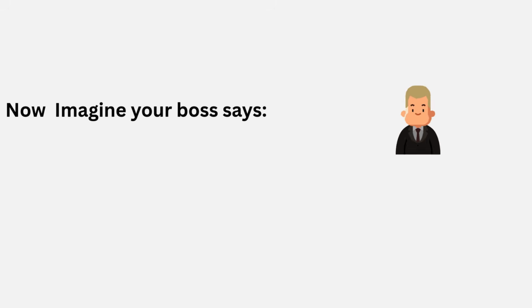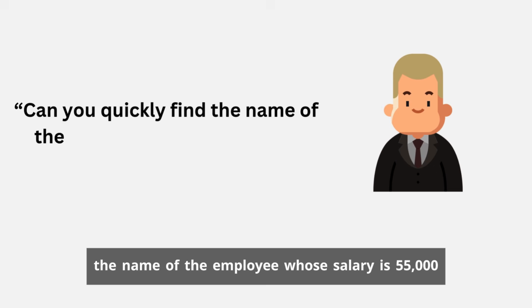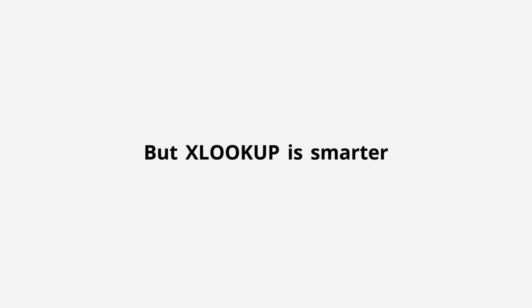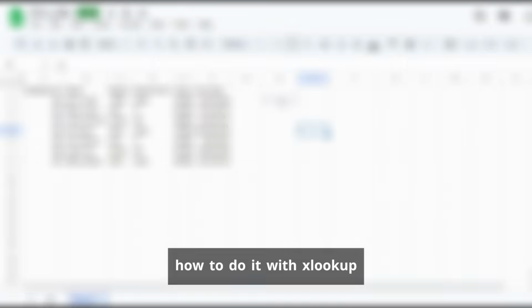Now imagine your boss says, "Can you quickly find the name of the employee whose salary is $55,000?" With VLOOKUP, you're stuck. It can only look to the right. But XLOOKUP is smarter. It can look left or right. How to do it with XLOOKUP?